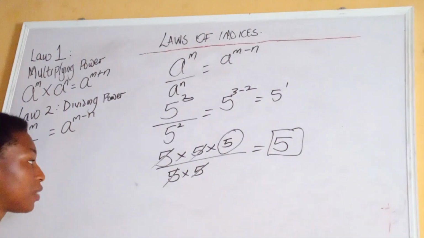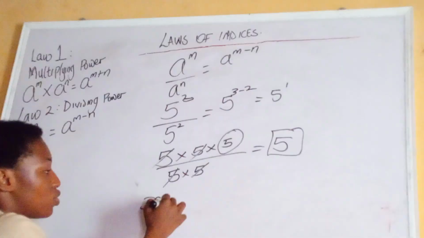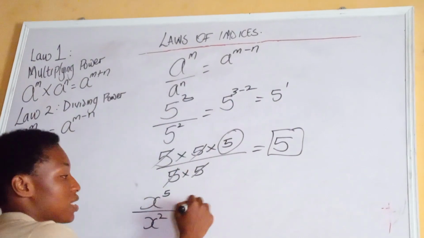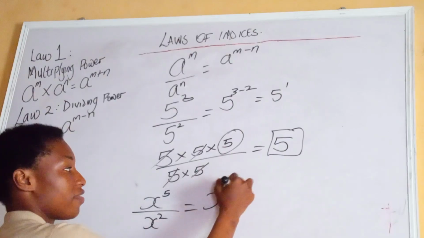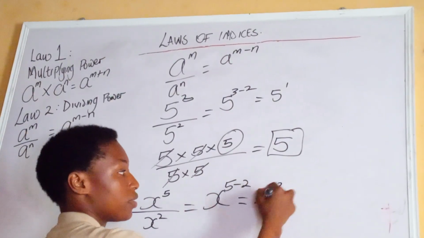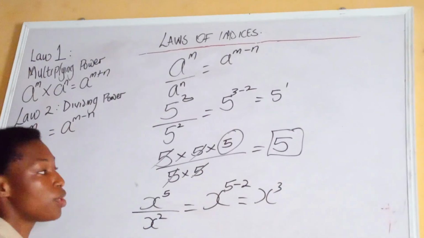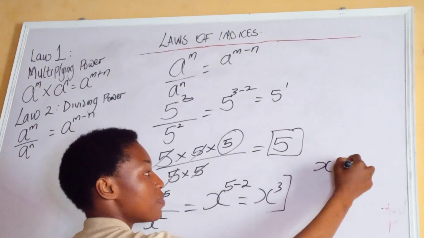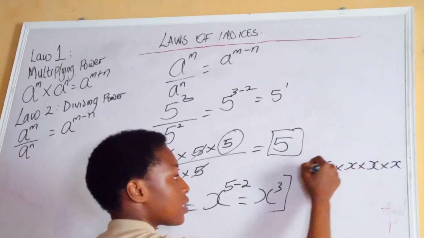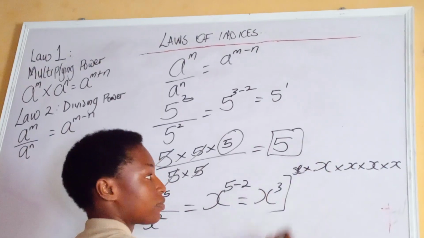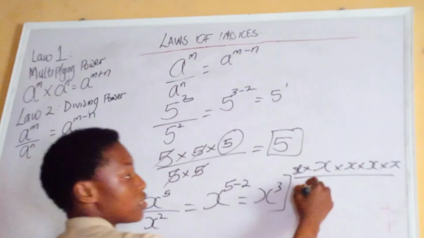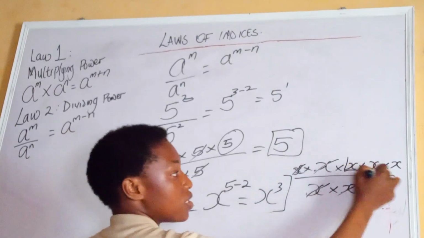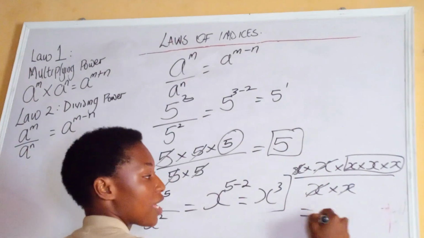Also, if you have something like, let's say, x to the power of 5 all over x to the power of 2, you know, with this formula, it is simply x to the power of 5 minus 2, which is equal to x to the power of 3. You can visualize it too, like what we have been doing recently. x to the power of 5 is simply x in 5 places. So this becomes x times x times x times x times x all over x to the power of 2. This is x times x. x will cancel x here, x will cancel x here. I'm left with this. So this becomes x to the power of 3.